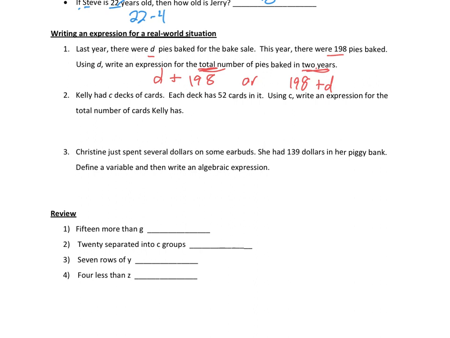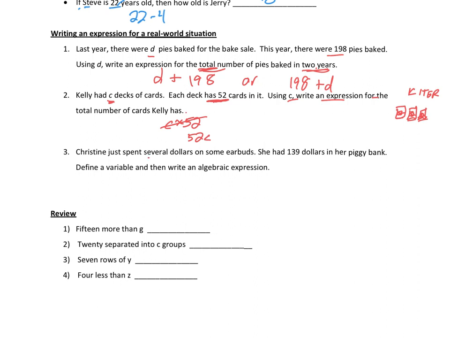Okay, the second one. Kelly had C decks of cards. Each deck has 52 cards. Using C, write an expression for the total number of cards Kelly has. So each deck has 52 cards. She has C decks. We could illustrate this. We could use our tape diagram techniques. So there's one deck of 52, another deck of 52. We don't know how many decks. There's C decks. So this is going to be repeated addition, or multiplication. C times 52. That's not how we write it in algebra. We write it 52C.